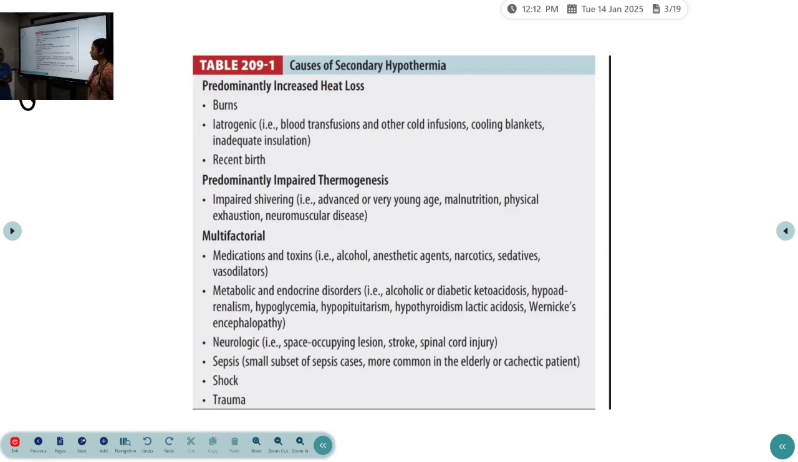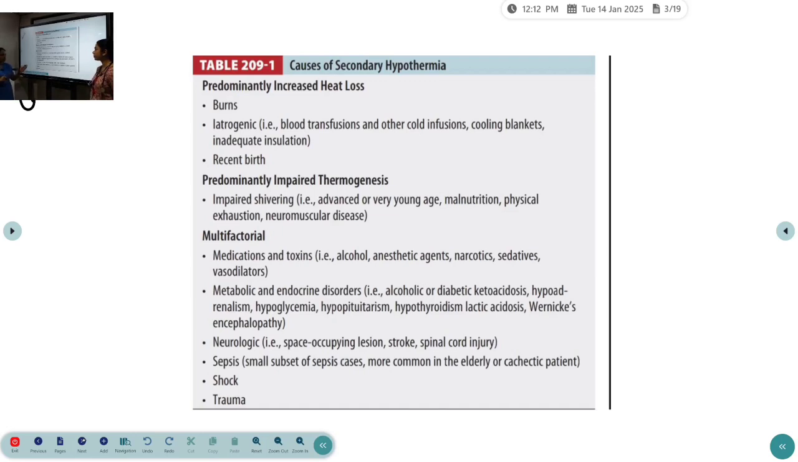Then the other causes, multifactorial. These are the most common causes, such as medications or toxic substances, like if any anesthetic drugs are given, if any sedatives are given, if any narcotics are given, then that also can cause it. Toxins like alcohol, etc. also can cause it. Then coming to metabolic and endocrine disorders such as diabetic ketoacidosis, alcoholic ketoacidosis, in cases of hypoglycemia, hypothyroidism, hypopituitarism, in case of Wernicke's encephalopathy, all these also you can see temperature loss.